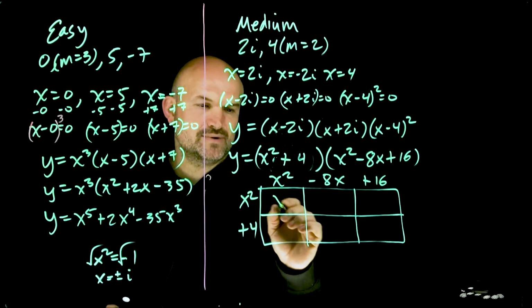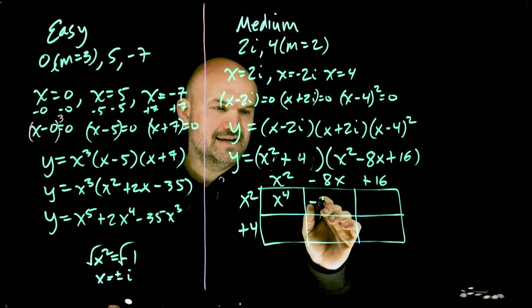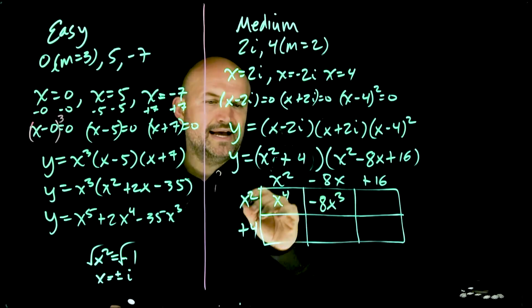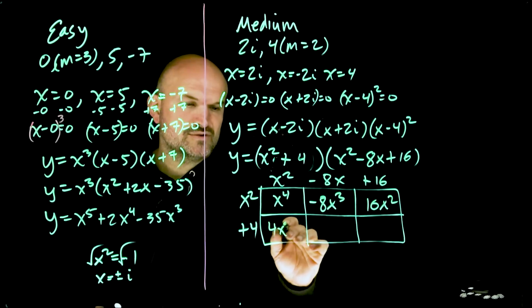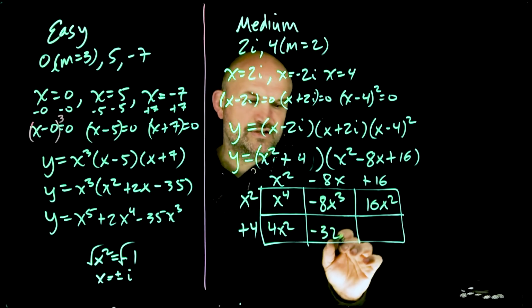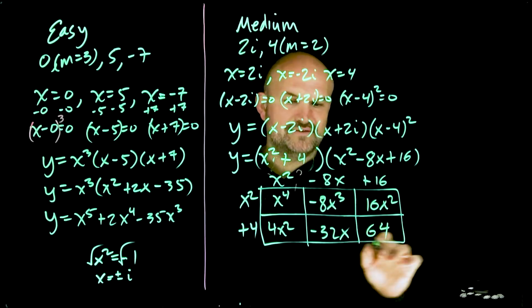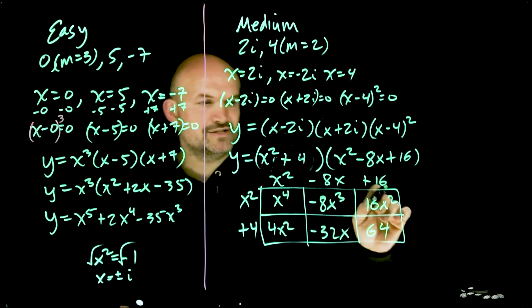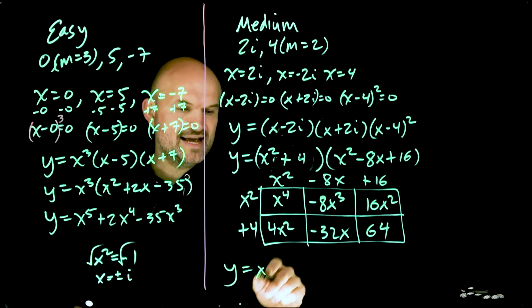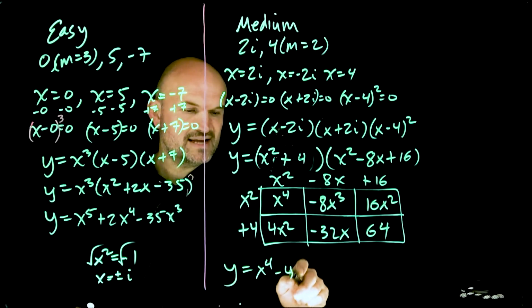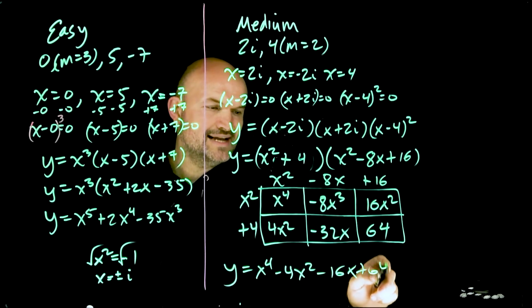So x squared times x squared is x to the 4th. x squared times a -8 is a -8x cubed, and x squared times 16 is a positive 16x squared. This is a 4x squared. This is a -32x, and this is going to be a 32. That's going to be a positive 64. Now I can combine like terms on my diagonal, and I get a final answer of y equals x to the 4th minus 4x squared minus 16x plus 64.